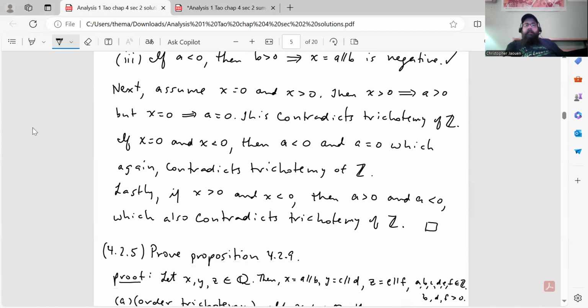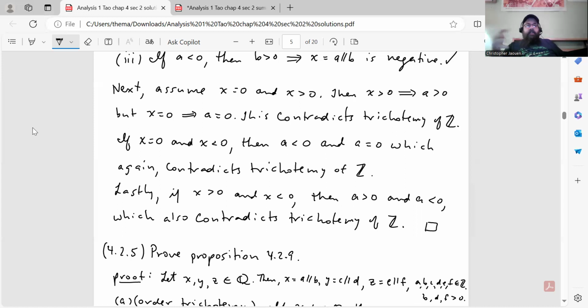All right, so that shows at least one of those three properties is true. Now we have to show at most one of them is true. And I won't go through the details here. It follows from trichotomy of the integers. So for example, if you assume X equals 0 and X is greater than 0, then X greater than 0 implies that A is greater than 0, but X equals 0 implies that A is equal to 0, which contradicts the trichotomy of the integers, which we've already proven.